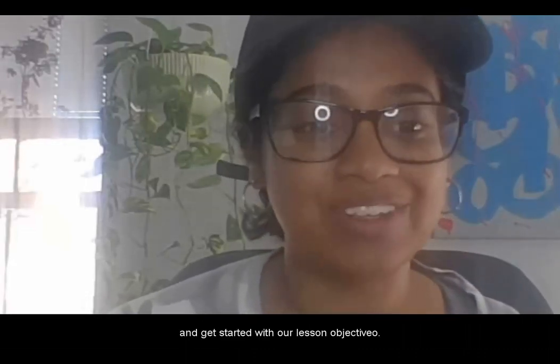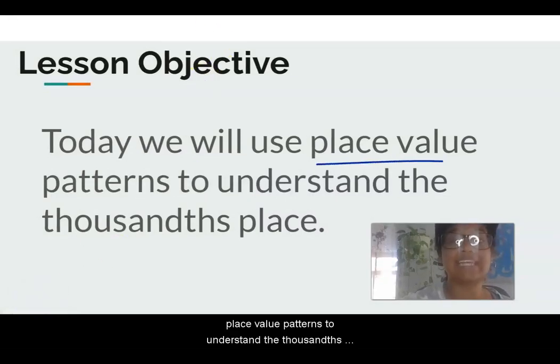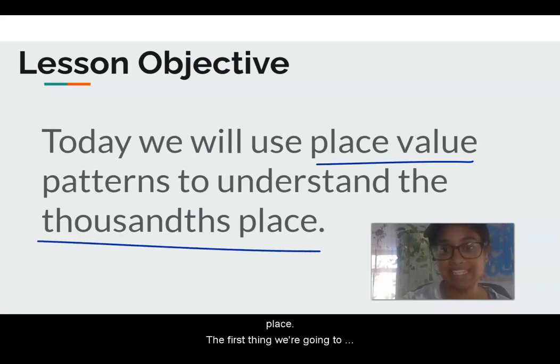Let's go ahead and get started with our lesson objective. So our lesson objective for today is we will use place value patterns to understand the thousands place.